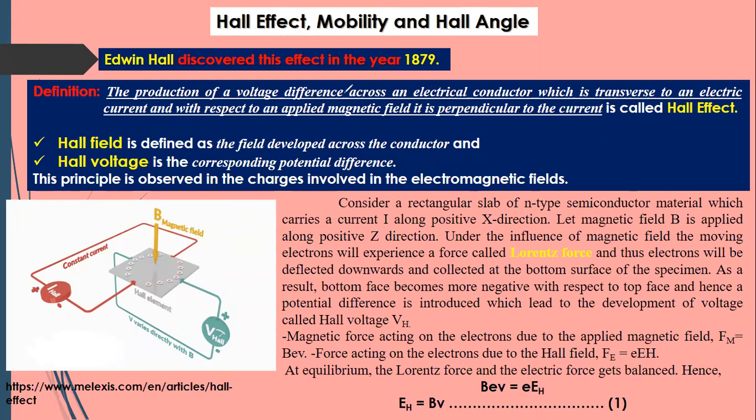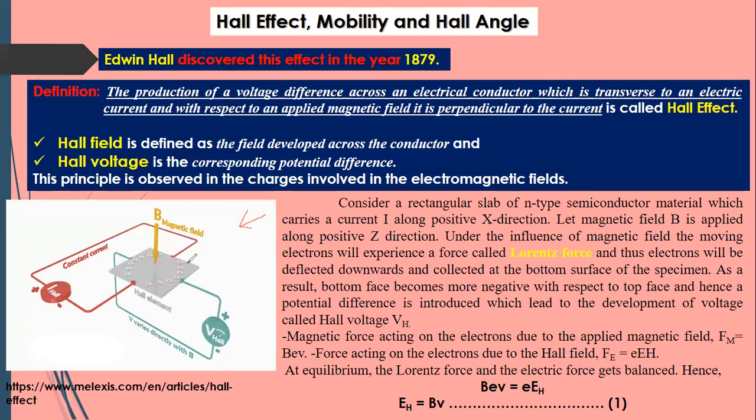The production of voltage difference across an electrical conductor, which is transverse to an electric current and with respect to an applied magnetic field perpendicular to the current, is called Hall effect. So this is the definition of Hall effect. Before discussing the theory regarding Hall effect, let us look at the figure.